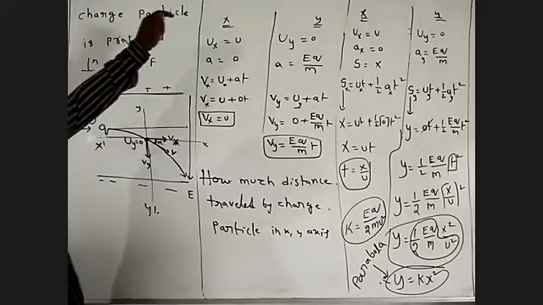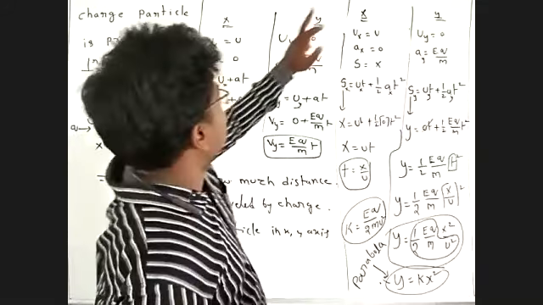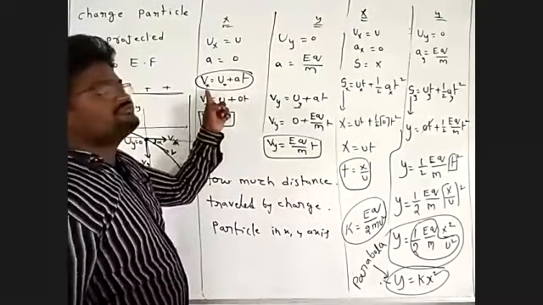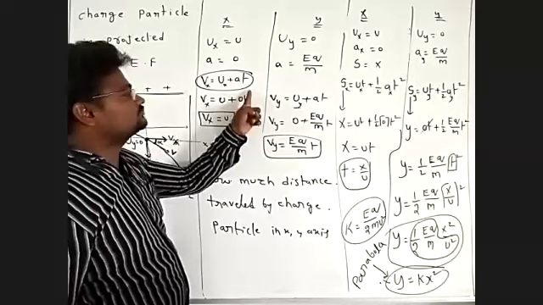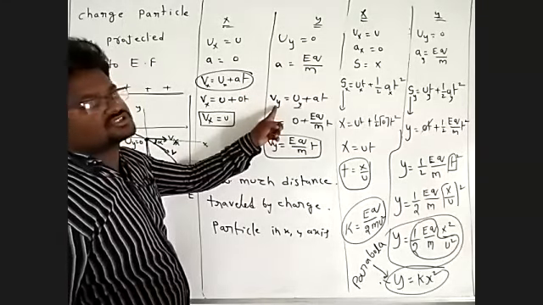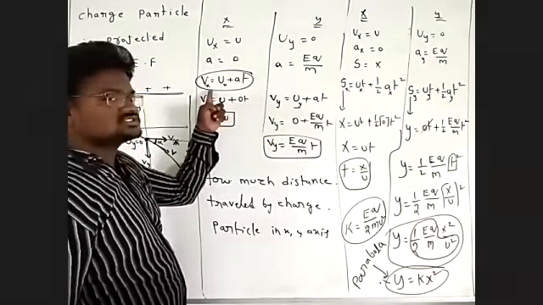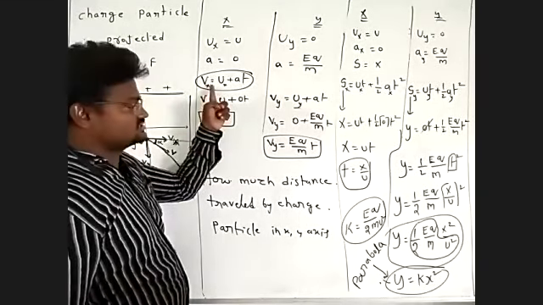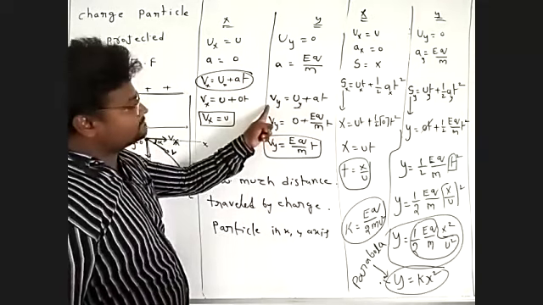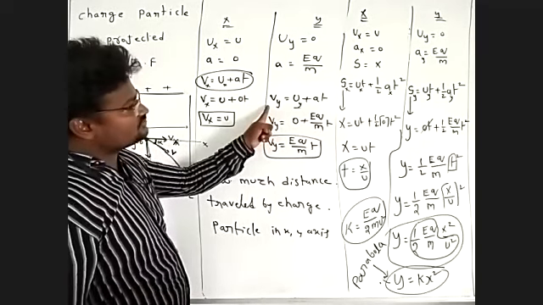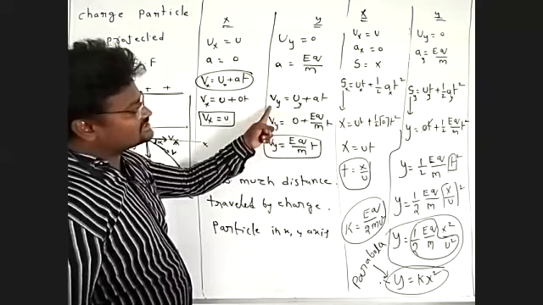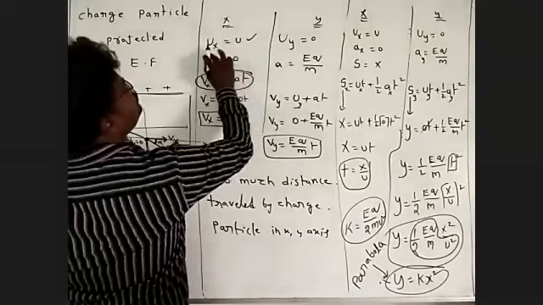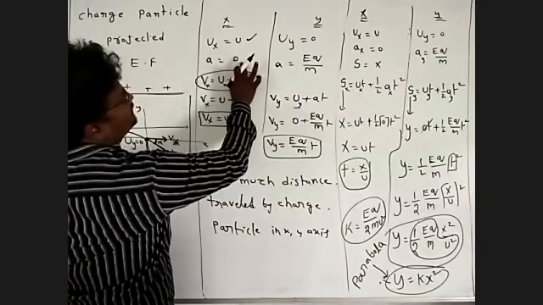Now I'm taking the x-axis and y-axis. This is the velocity gained after t time in the y-axis. This is the velocity gained after t seconds in the x-axis. The velocity of the charged particle gained after t seconds in the y-axis. But in the x-axis, ux is equal to u, and the acceleration of the charged particle is 0.